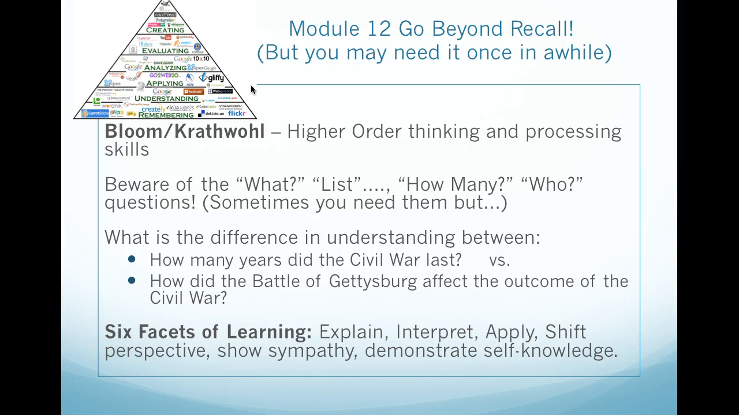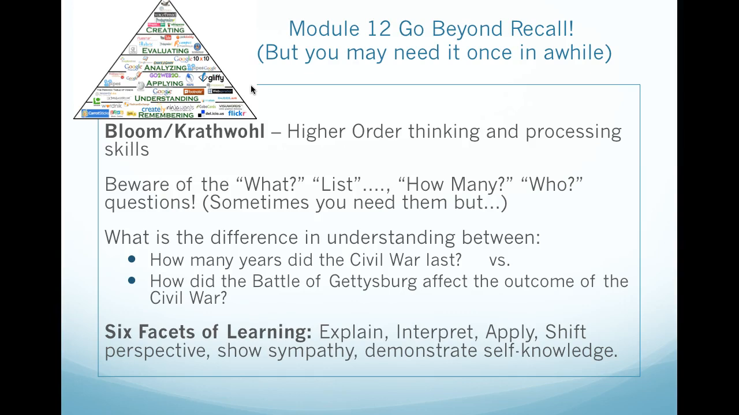For example, what's the difference in understanding between how many years did the Civil War last versus how did the Battle of Gettysburg affect the outcome of the Civil War? This would be for middle school students. The difference is very clear. The first one just asks for recall. It's like, how many years did it last? It does not demand any kind of understanding.